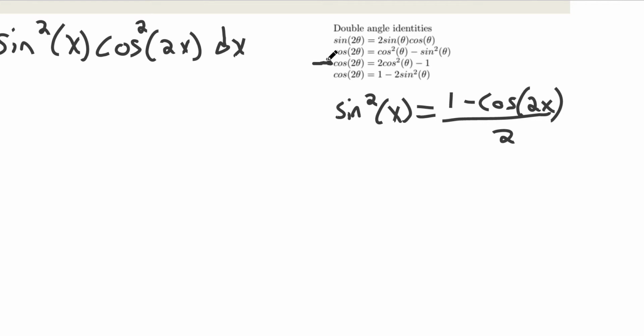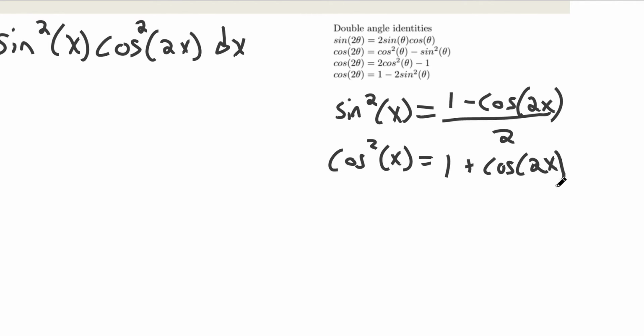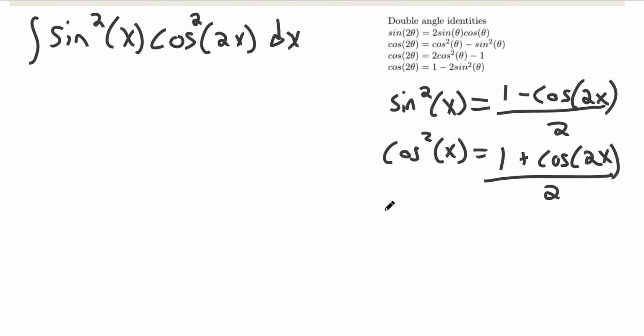You can do the same thing for this one. You can rearrange so that you solve for cosine squared. Oops, and it'll be 1 plus cosine 2x over 2. Okay, so when evaluating this integral, since the arguments don't match, we've got to do some sort of double angle identity or half angle identity reduction.